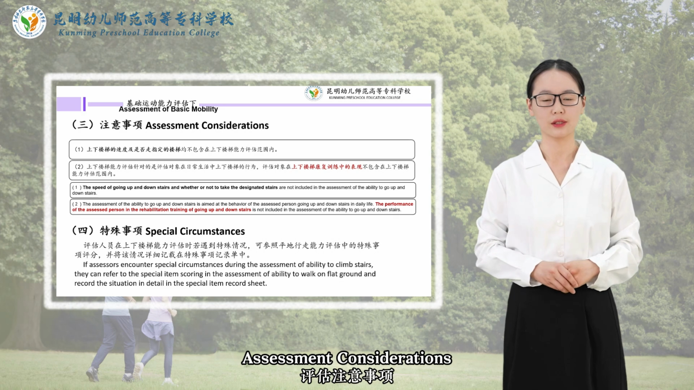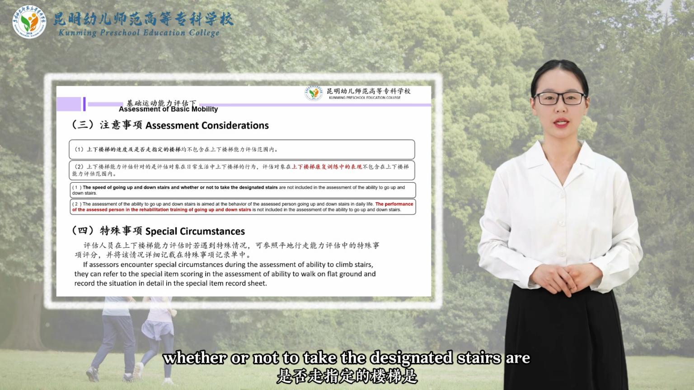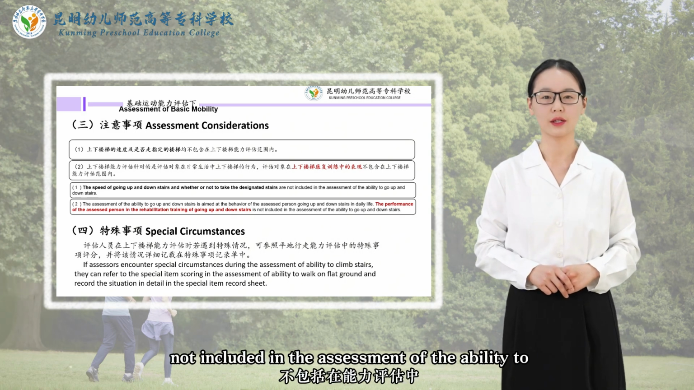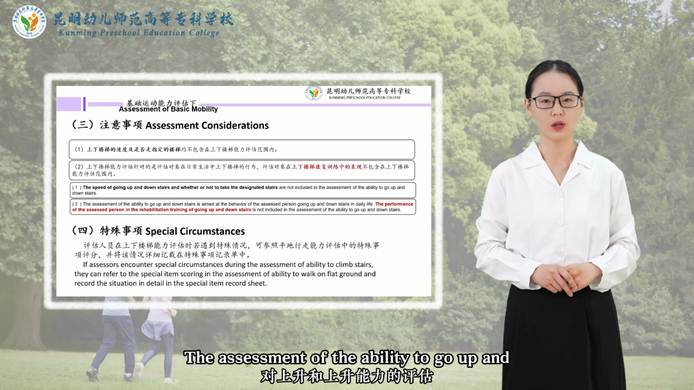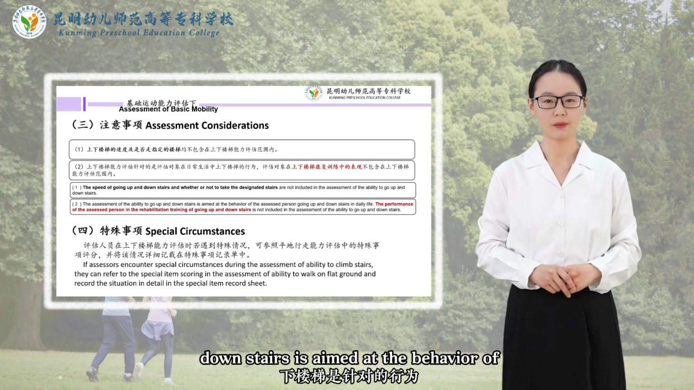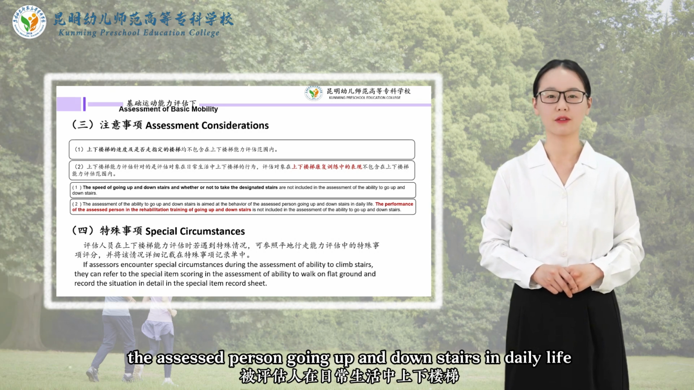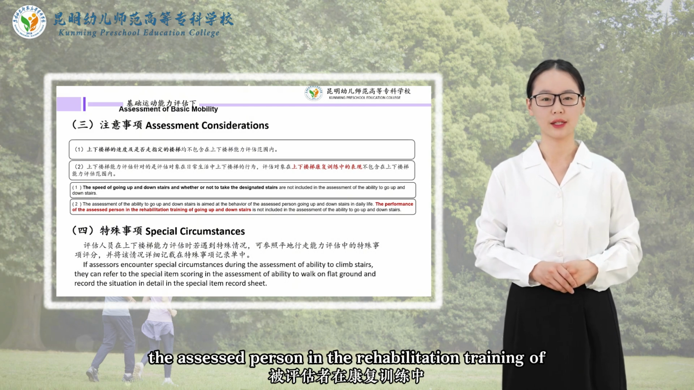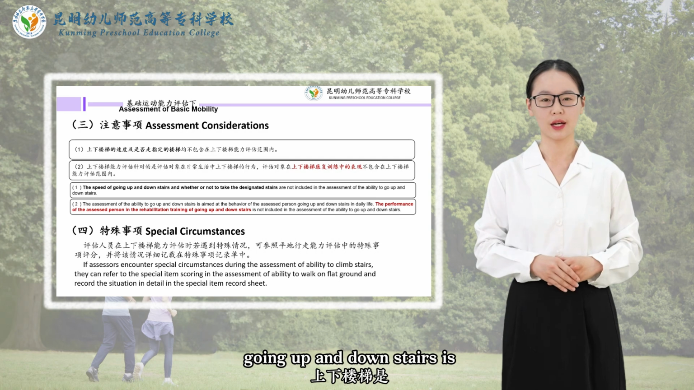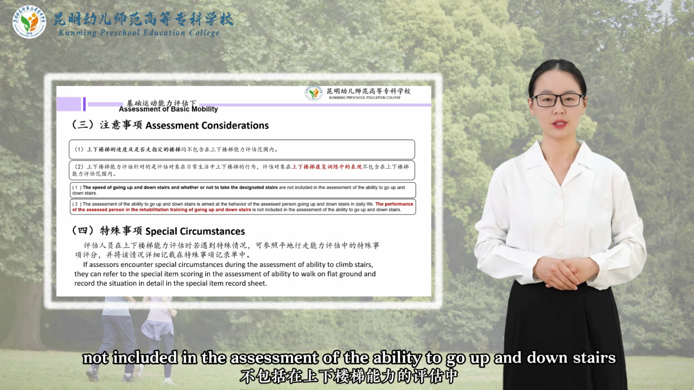Assessment considerations: the speed of going up and down stairs and whether or not to take the designated stairs are not included in the assessment of the ability to go up and down stairs. The assessment of the ability to go up and down stairs is aimed at the behavior of the assessed person going up and down stairs in daily life. The performance of the assessed person in the rehabilitation training of going up and down stairs is not included in the assessment of the ability to go up and down stairs.